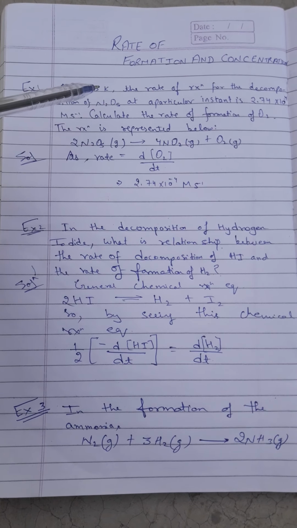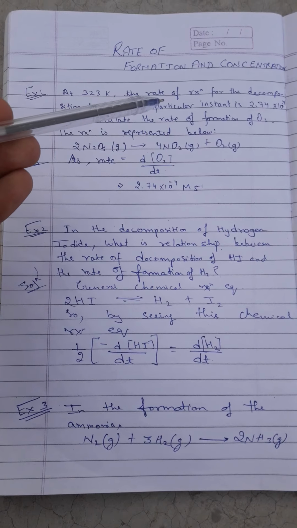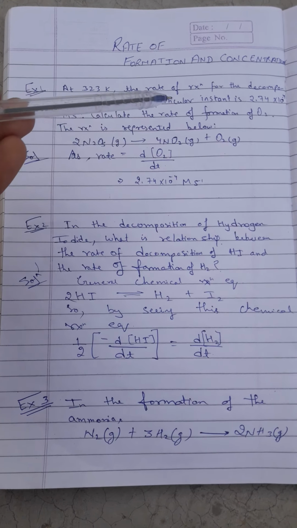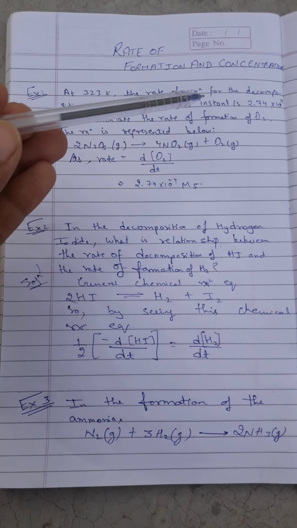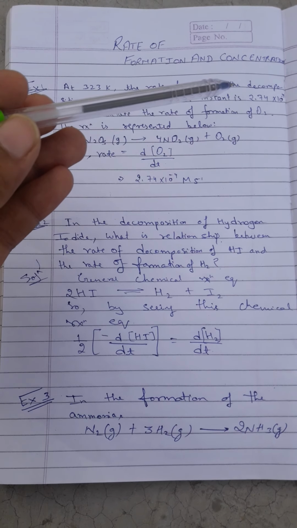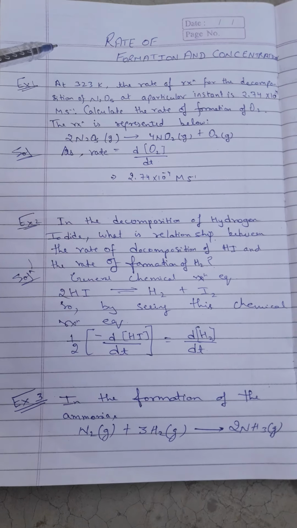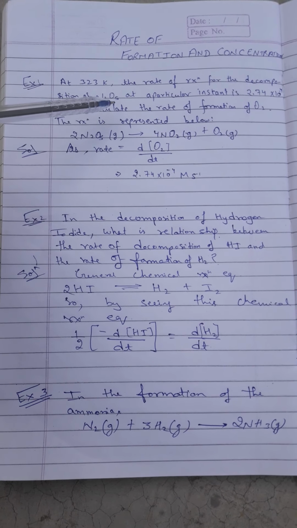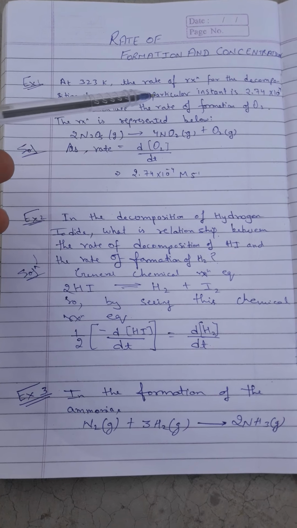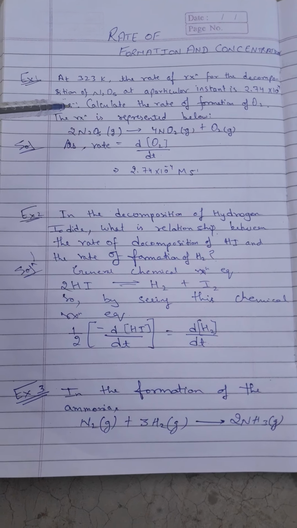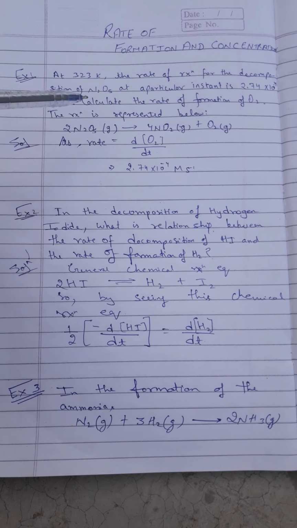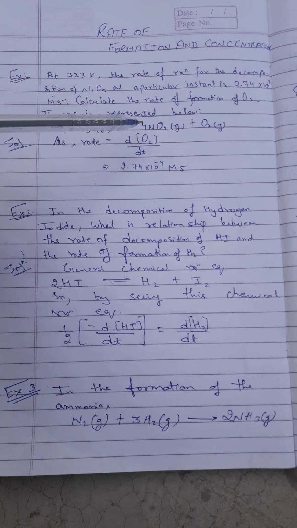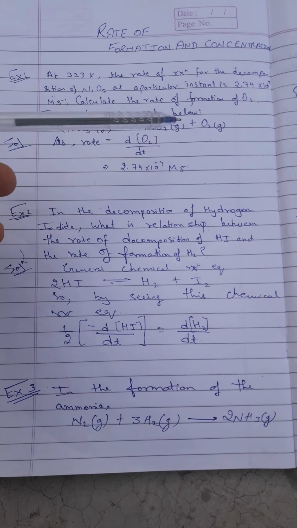At 323 Kelvin, the rate of reaction for the decomposition of N2O5 at a particular instant is 2.74 × 10^-4 M per second. Calculate the rate of formation of O2. The reaction is represented below: 2N2O5(g) → 4NO2(g) + O2(g).